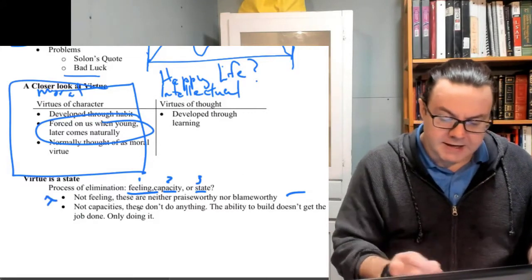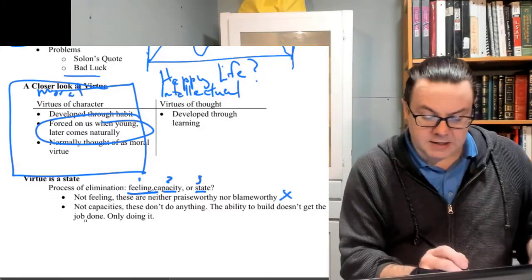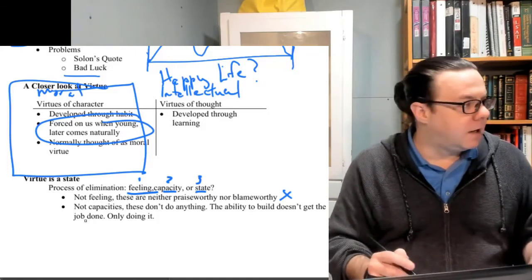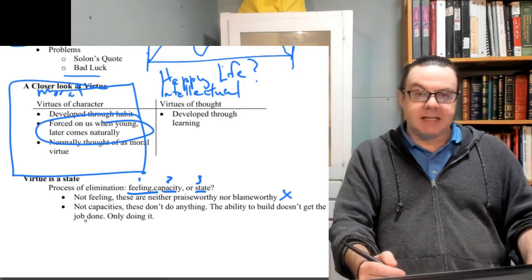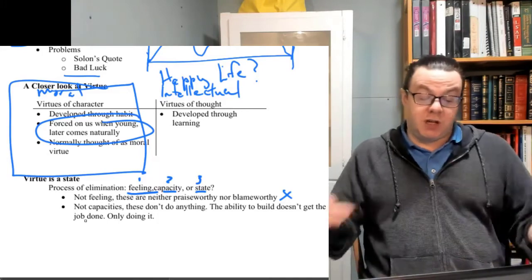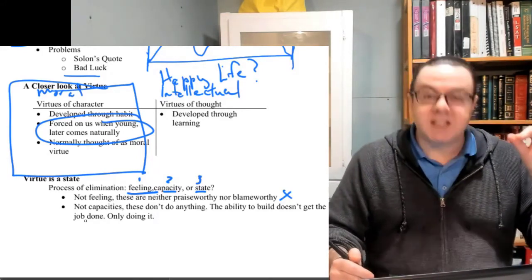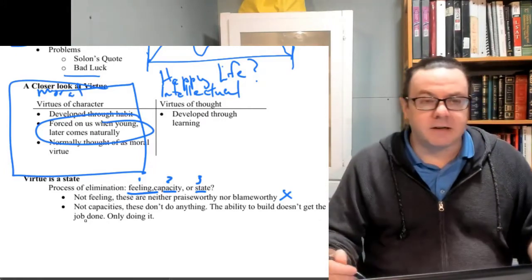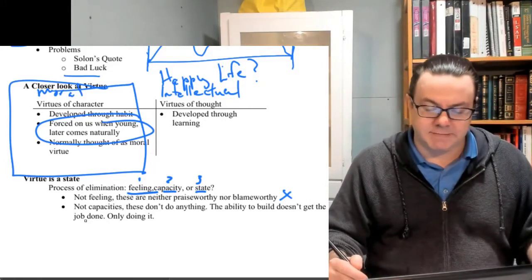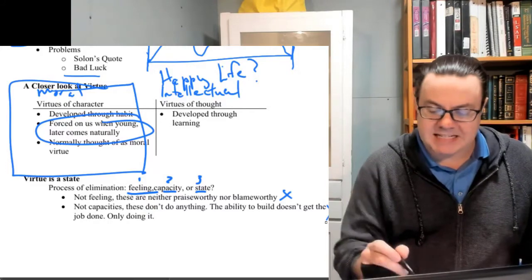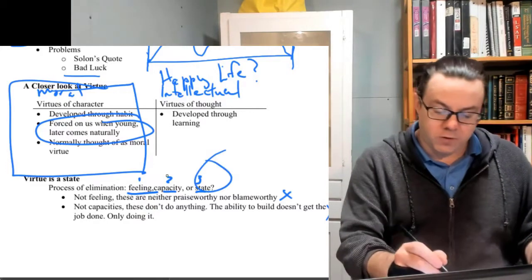And then it's also not capacities, he says. A capacity to do something isn't virtuous. It's just the ability to do something, right? So you have to actually do it. So if someone just has the ability to be good, that doesn't make them good. So it's not capacity either. And so, of course, it must be a state.